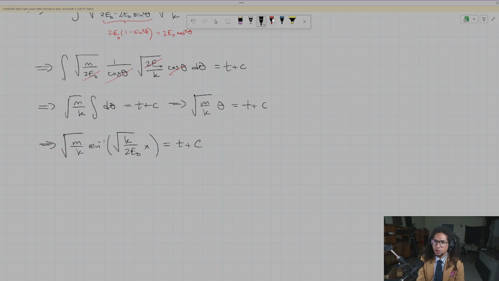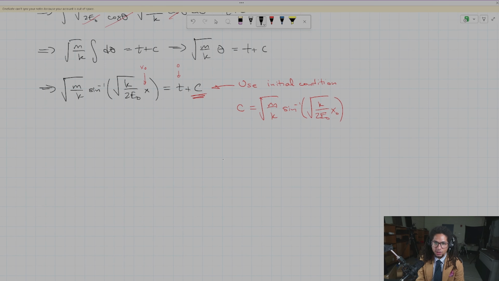Now we use our initial condition. The initial condition will tell us what c has to be, this constant here. And without too much difficulty, if I use the initial condition, I'll be setting this t to 0 and this x to x naught. So that will imply that c is equal to root m over k sine inverse of square root k over 2e naught x naught. Good.